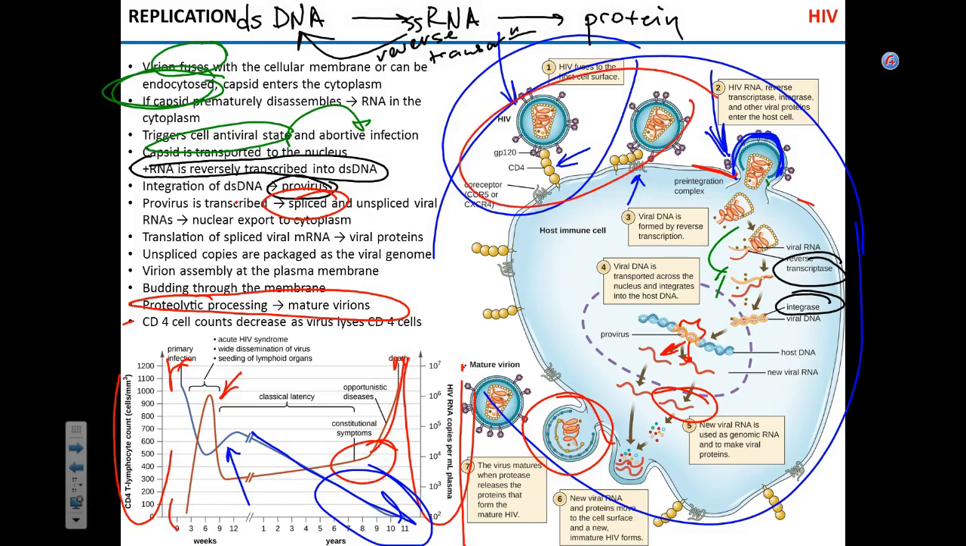So you've got attachment, entry. This step, when RNA is released, is called uncoating. Then you have reverse transcription, integration, transcription, translation, assembly, and release. So this was really unusual when reverse transcriptase activity was discovered.